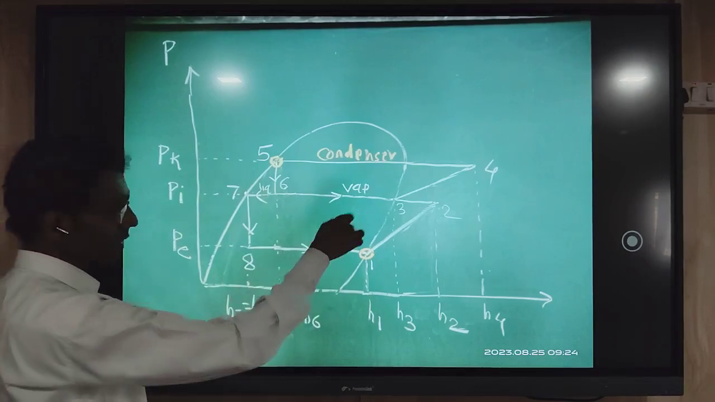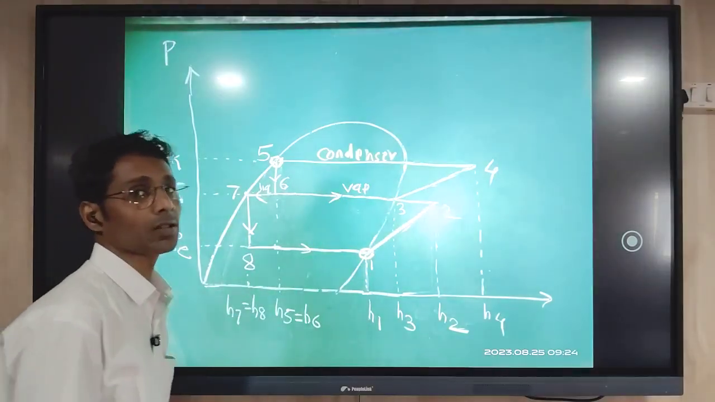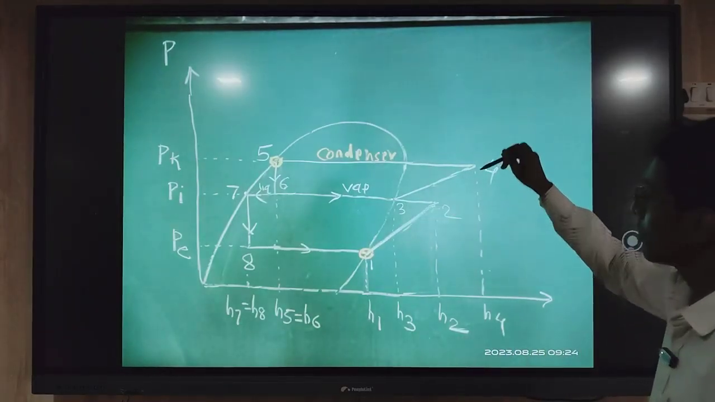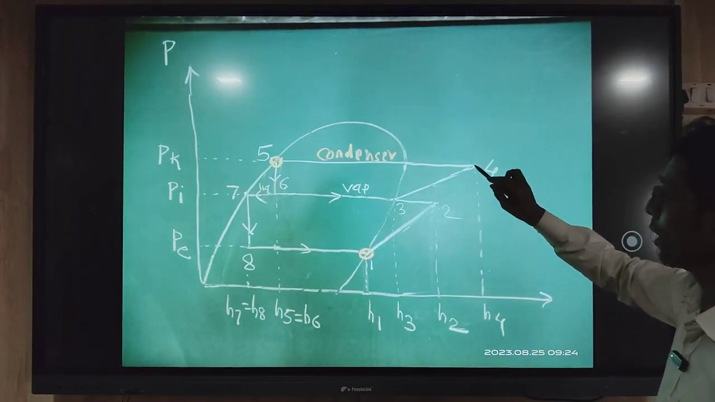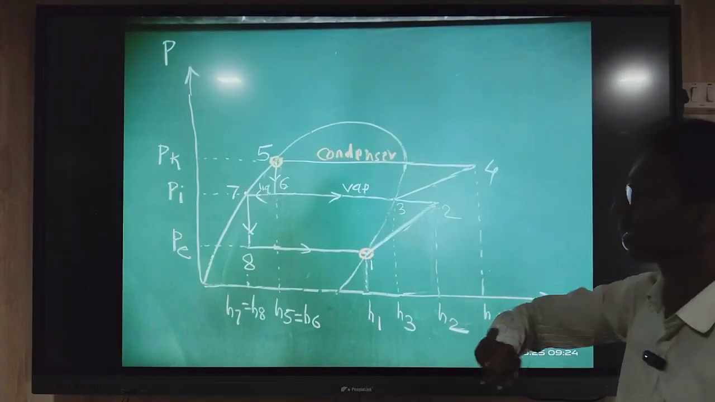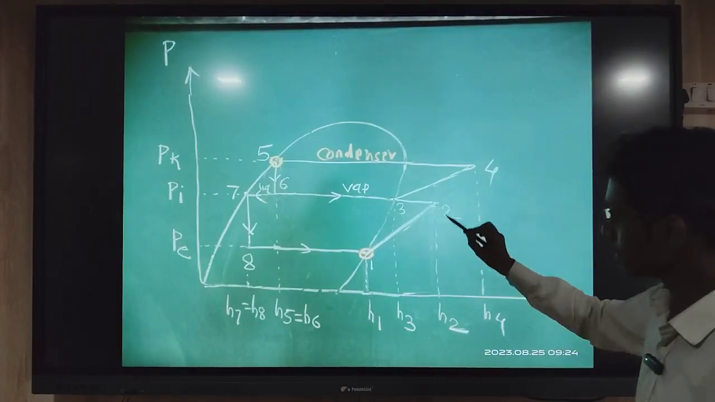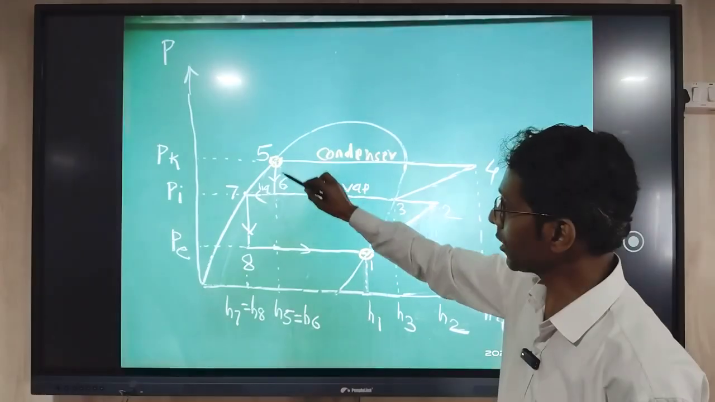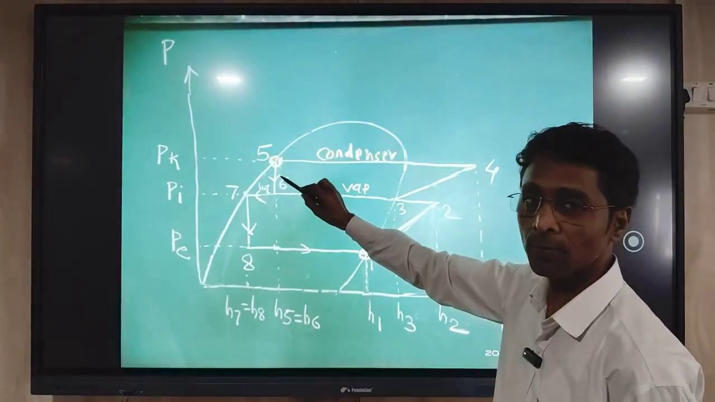Now we can get the enthalpies when we solve the numerical. Normally, we project vertical lines from the points on the chart. So here 1, 2, 3, 4, then 5 and 6 are both the same because it is an isenthalpic process.